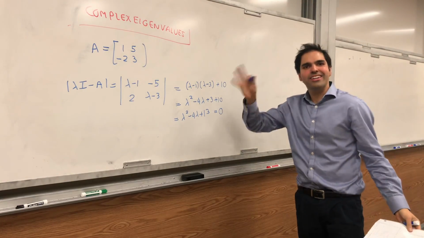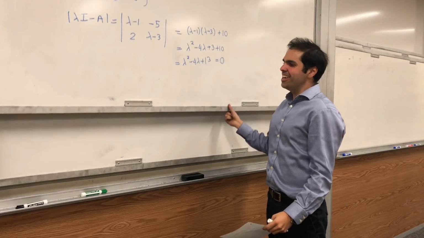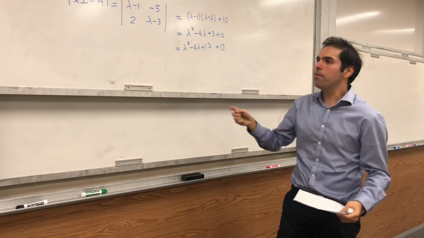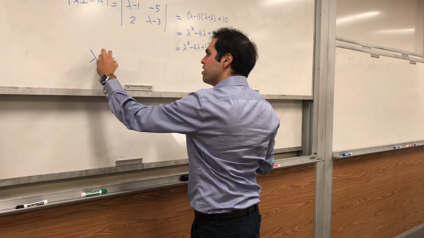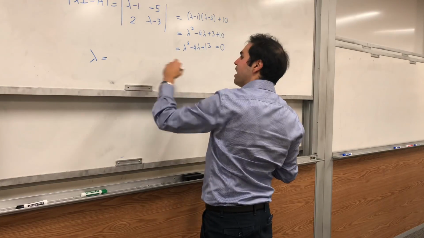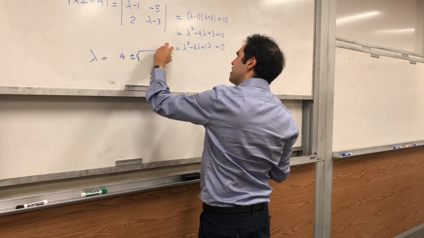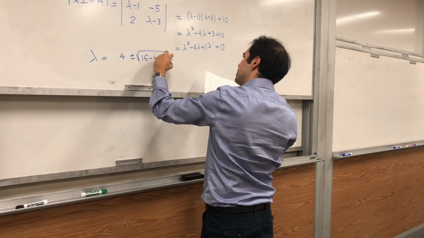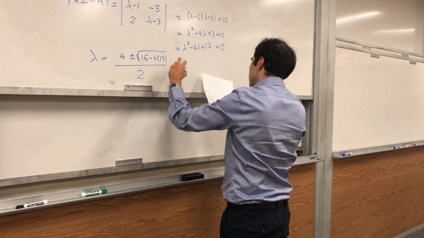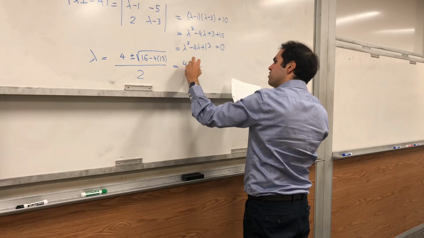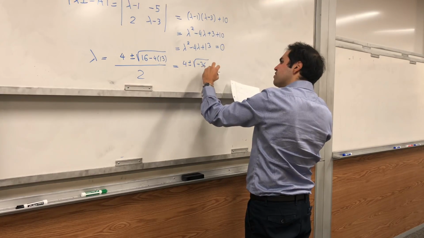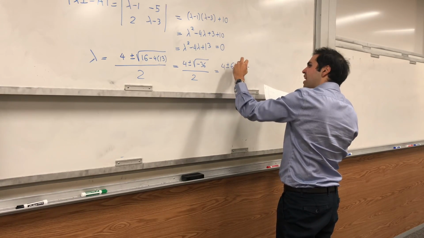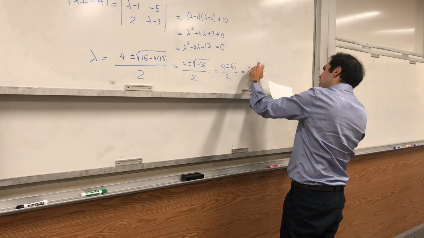Usually you're lucky that you can factor this out. Here, unless you're really good at it, it's hard to factor because indeed there are complex eigenvalues. And for this, let's just use the quadratic formula. So minus b, so 4, plus or minus the square root of b squared, so 16 minus 4 times 13, over 2. And that turns out to be 4 plus or minus the square root of minus 36 over 2, which is 4 plus or minus 6i over 2, which is 2 plus or minus 3i.